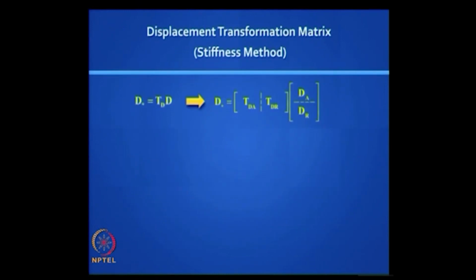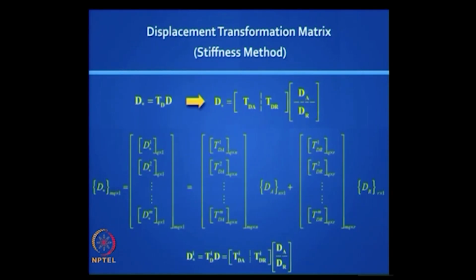So since we know that the displacement vector is really made up of dA and dr, then I can again partition my TD into TDA and TDR. Does it make sense? TDA and TDR, okay, and if you expand it, it will look like this. Do not get worried about the size of those matrices, it is just how it works out, how it falls into play.